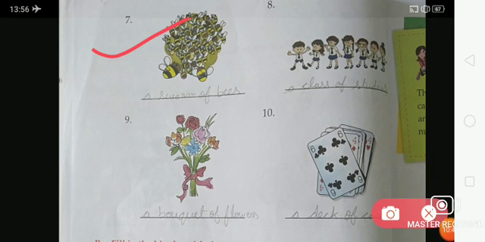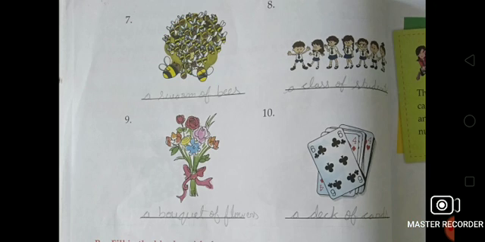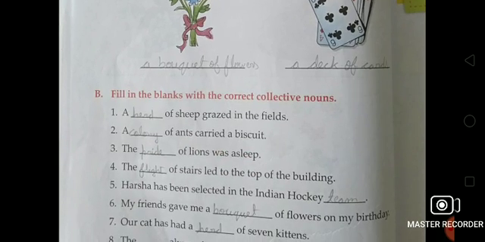Now the next one, number 7, there is a group of bees. So we call it a swarm of bees. Okay. Next is students. So a class of students. Ninth is a bouquet of flowers. Next is a deck of cards. So just like this you have to complete this given exercise.